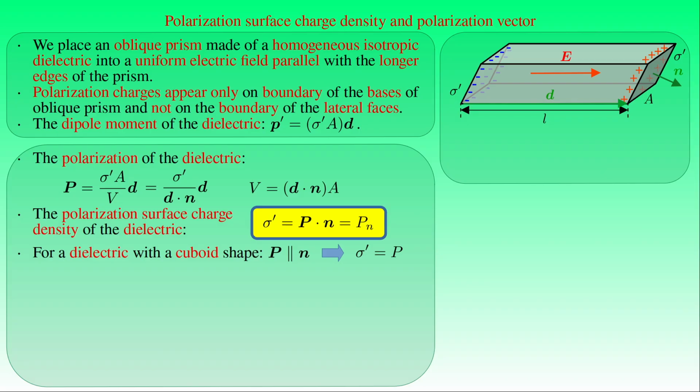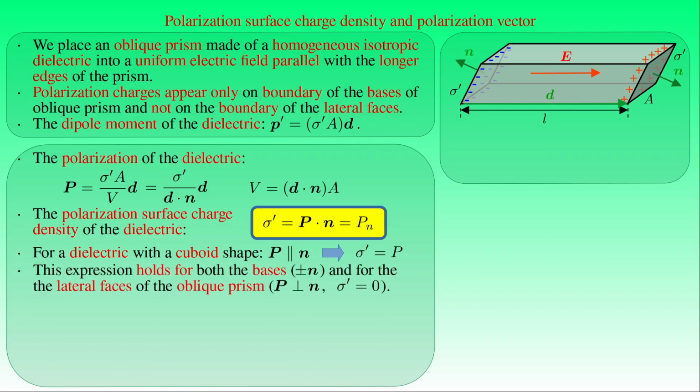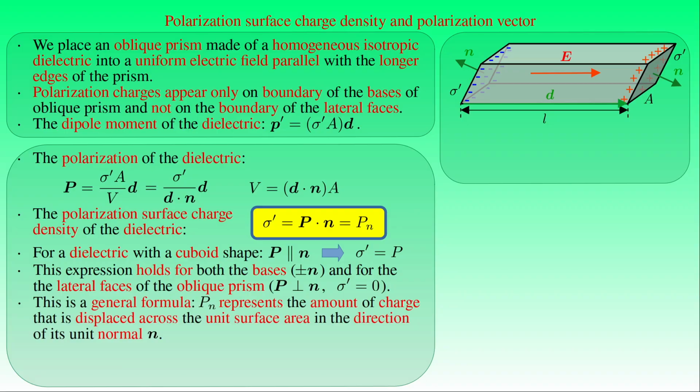The expression derived above also holds for the opposite base of the oblique prism with negative charges, since then the unit normal n to that base points in the opposite direction, and thus the normal component of the polarization P is negative. This expression is also valid for the lateral faces of the oblique prism where the polarization surface charge density vanishes, because the normal vectors to the lateral faces are perpendicular to the polarization vector of the dielectric. As a result, we have obtained a general formula describing the polarization surface charge density of dielectrics.